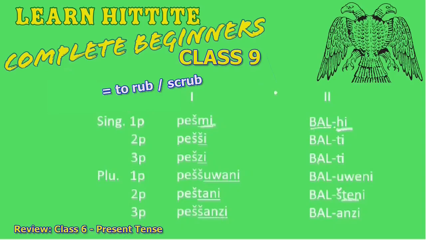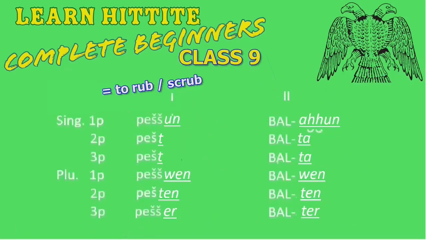Here I gave the sumerogram because it made it easy for us to see the appropriate conjugations being tagged on to our root form. Now here what I've done is I've taken the same two verbs and I've applied the endings for the past tense. So for to rub and scrub we get peshun, pesht, pesht, peshuwen, peshten, pesha.